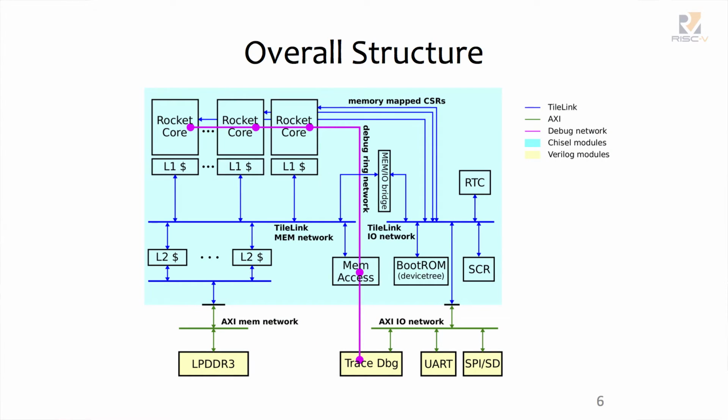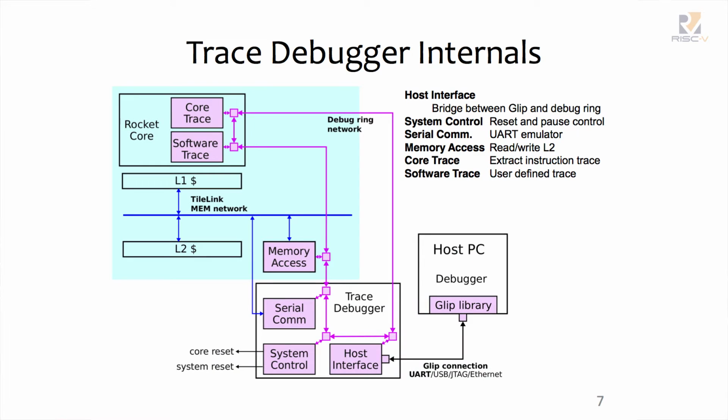This is the overall structure of the current release. The blue part is all Chisel designs from Berkeley. Based on the last release, we added some I/O devices and a DDR3 controller to make the whole SoC untethered. This time we add the trace debugger, which is the pink part. If we show that part in detail, that's how we do it.